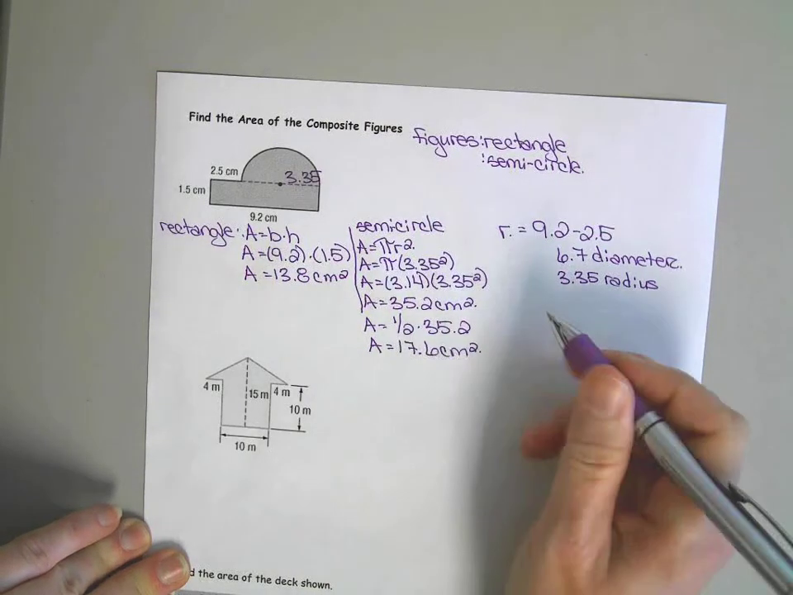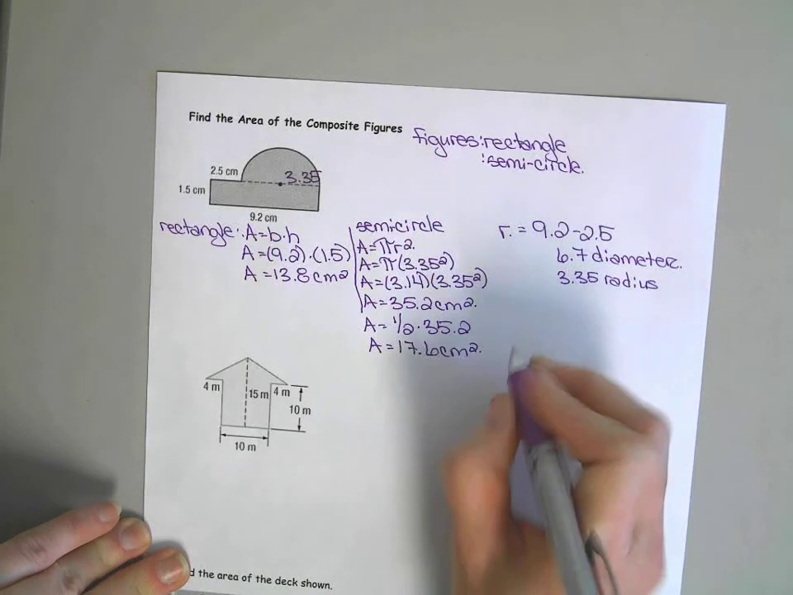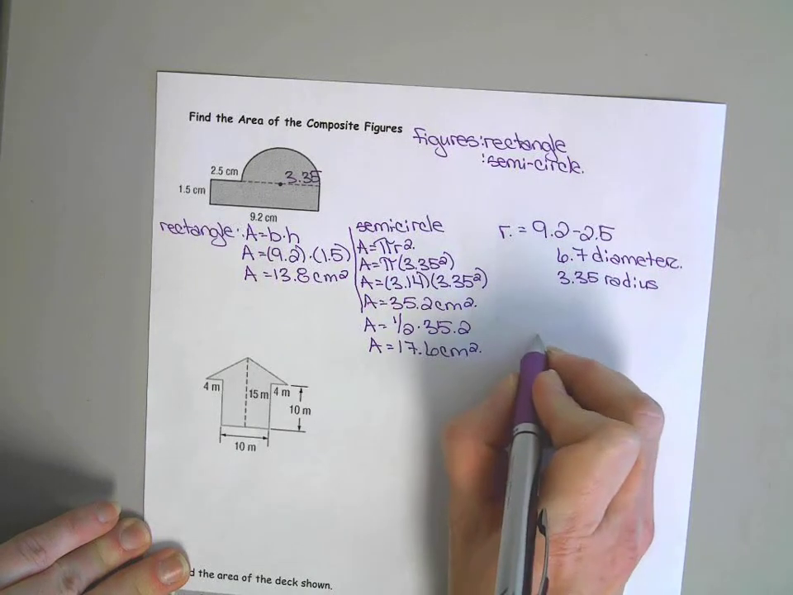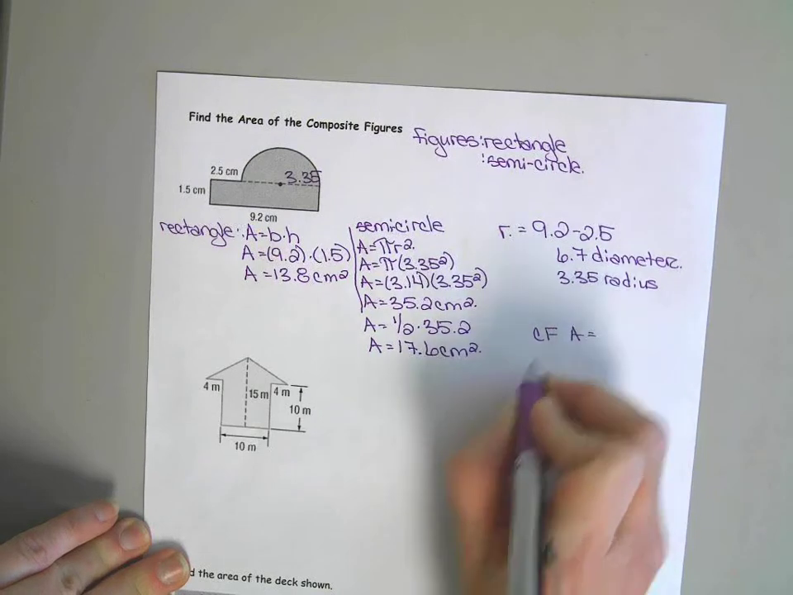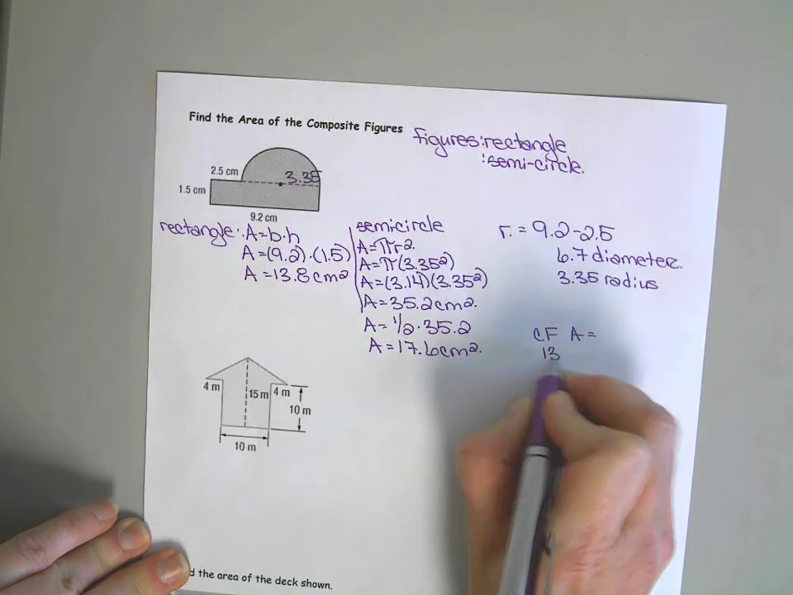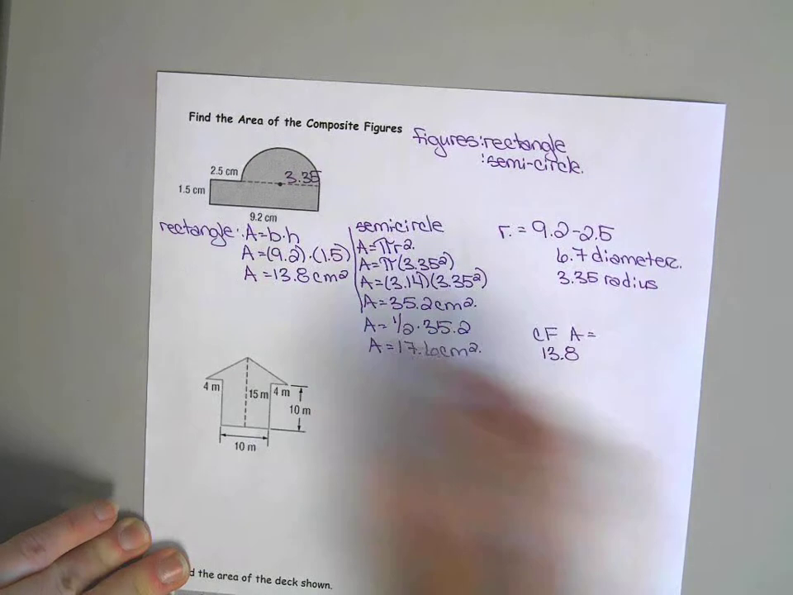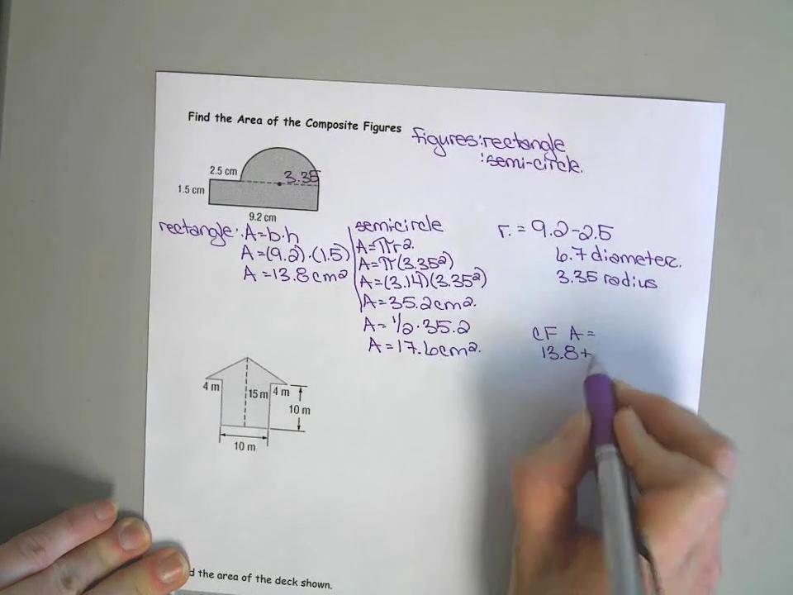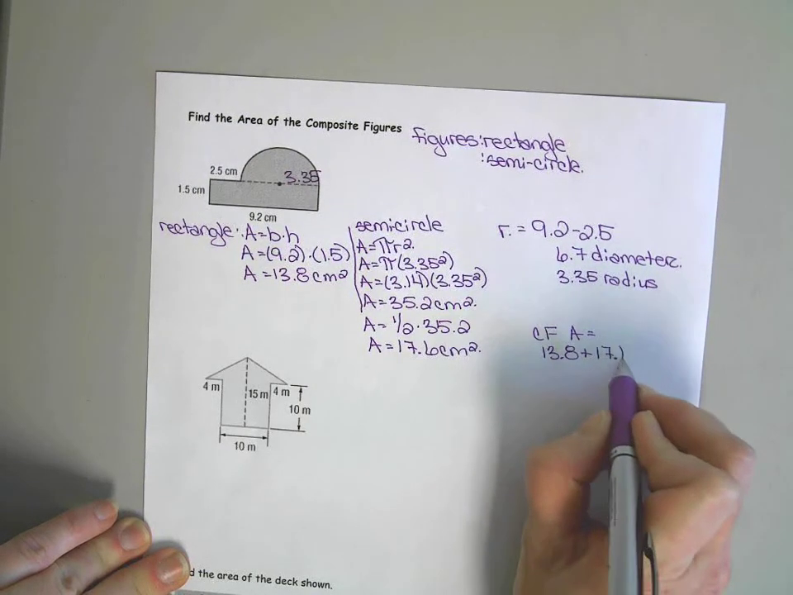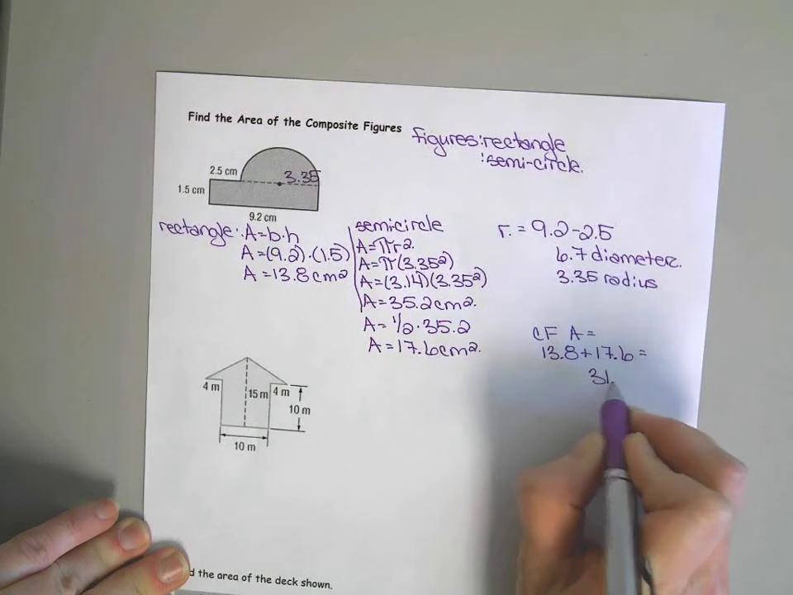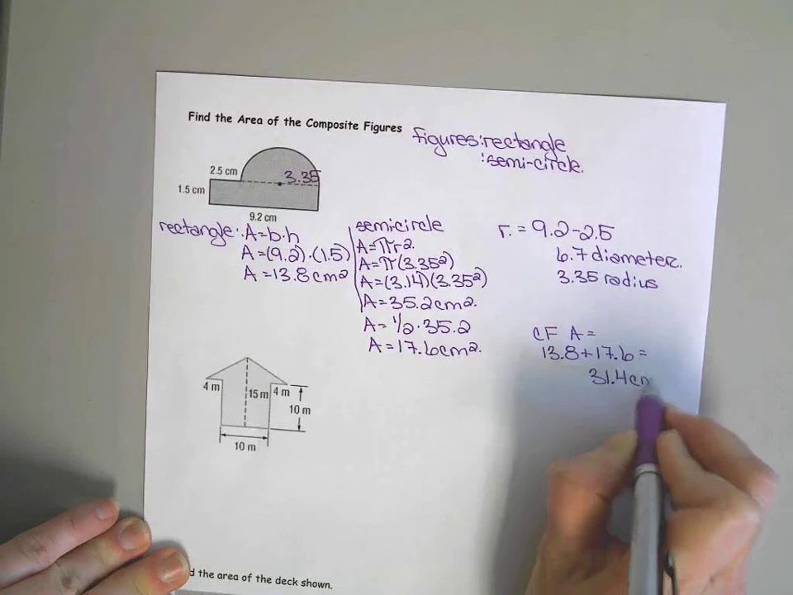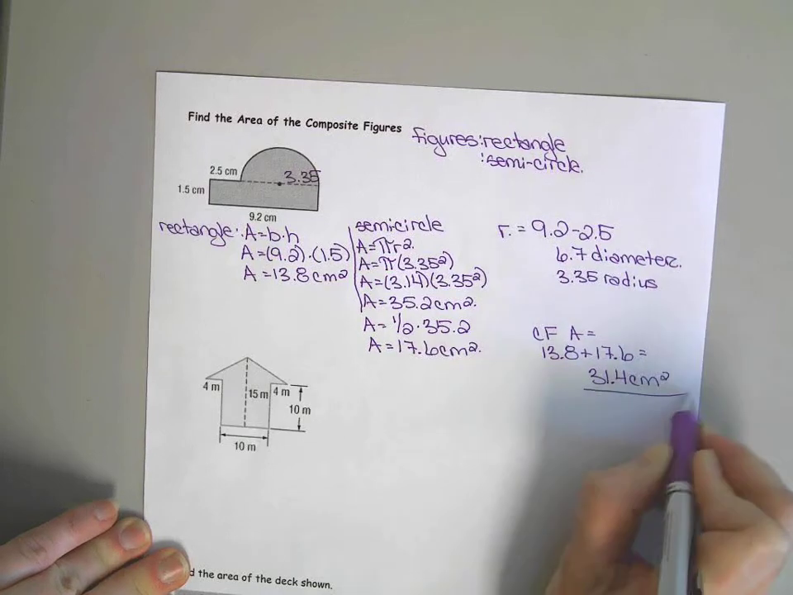So to find the area of the composite figure, we need to add these figures. Composite figure area is equal to 13.8 plus our 17.6, and we will get 31.4 centimeters squared.